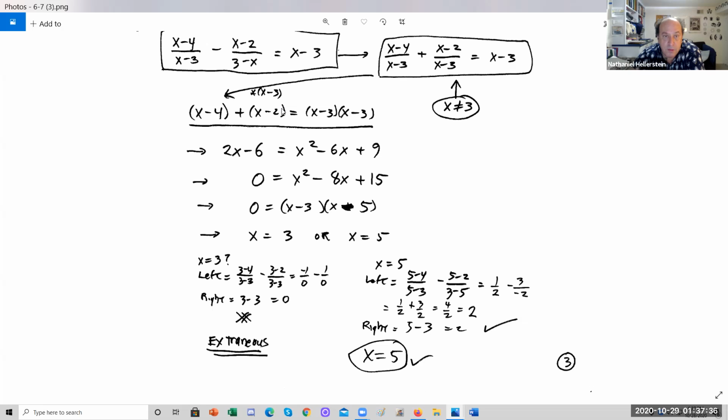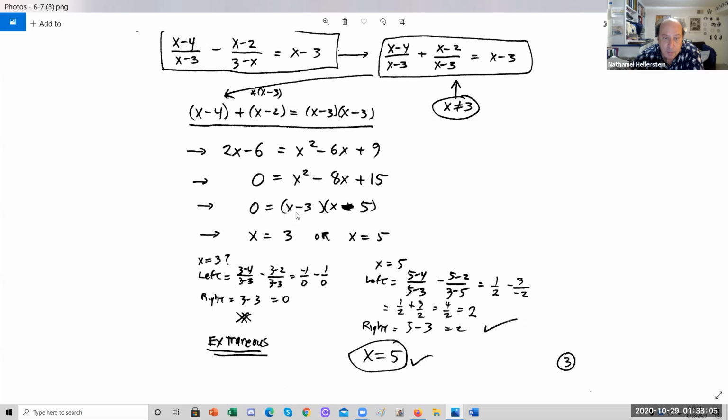This is 2x minus 6. This extends out to x squared minus 6x plus 9. Transpose the 2x, minus 6 minus 2 is a minus 8x. 9 plus a 6 is 15, so 0 equals x squared minus 8x plus 15. We need two numbers which sum to negative 8, multiply to 15, and negative 3 and negative 5 do the job. So 0 equals (x minus 3) times (x minus 5).